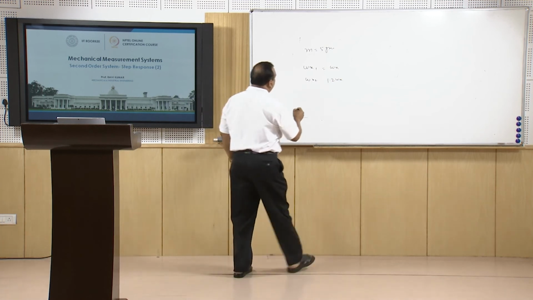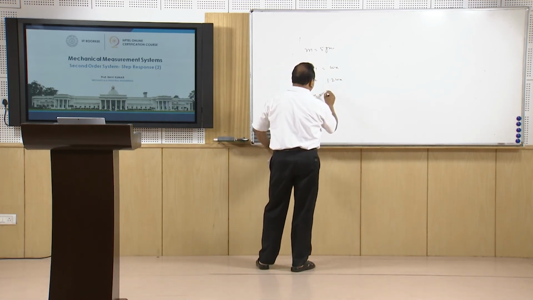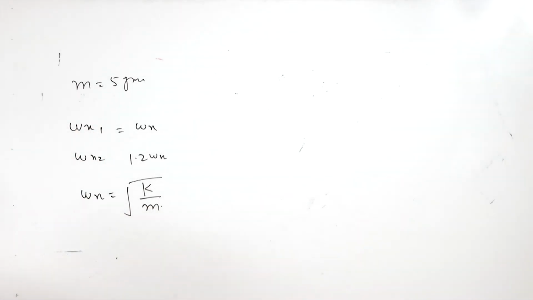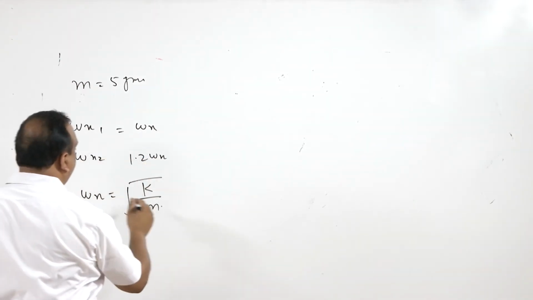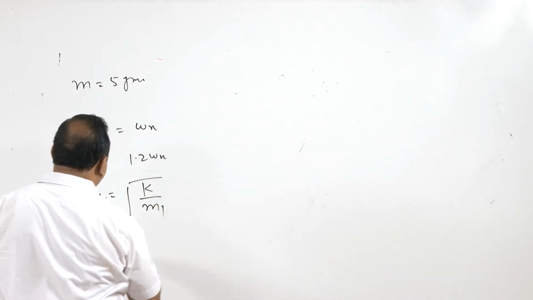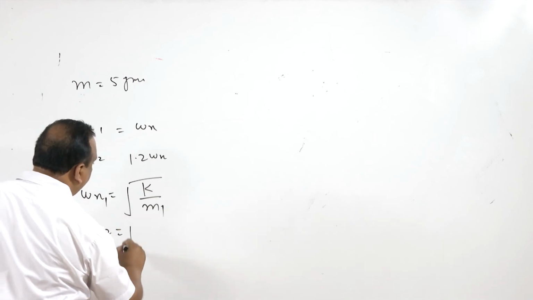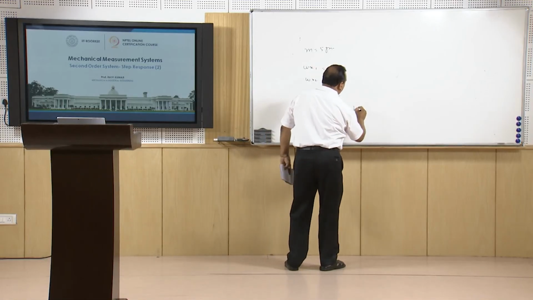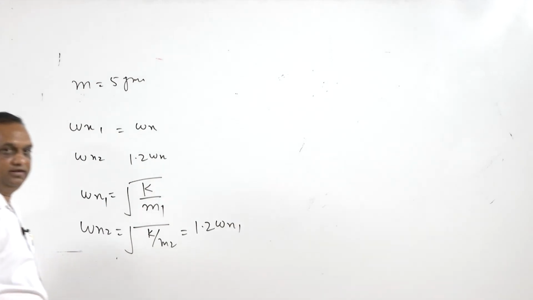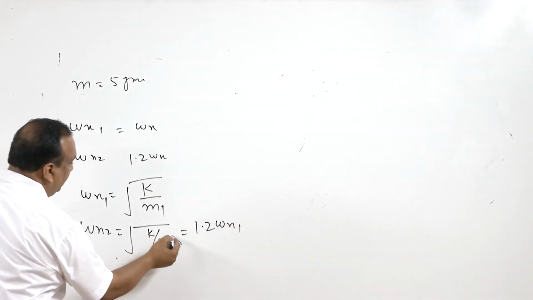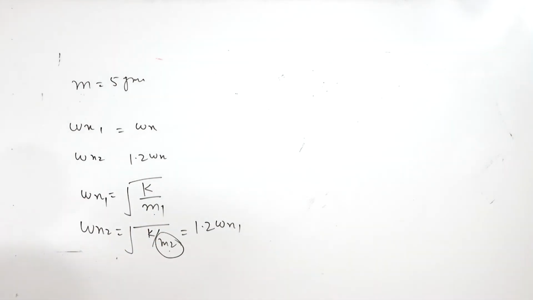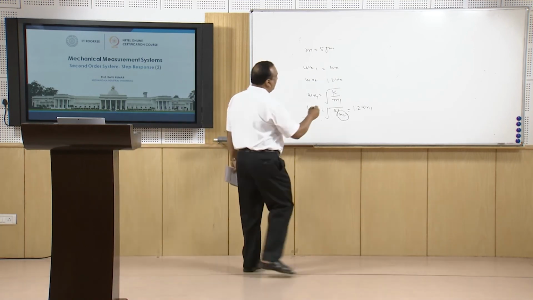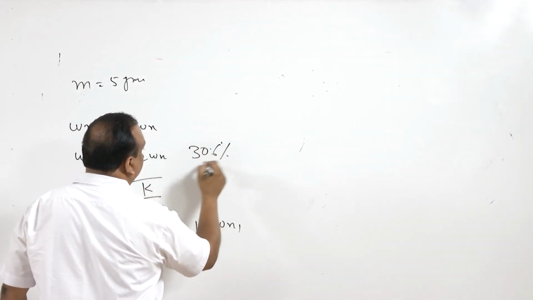In a second order system, Wn is equal to under root K by M. Now with this relation, Wn1 is under root K by M1, and Wn2 is equal to under root K by M2, which is equal to 1.2 Wn1. Now from these two equations, we can always find the value of M2 in comparison to M1. You can do it by yourself. The answer is 30.6%.